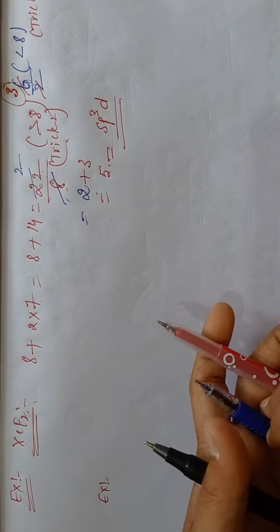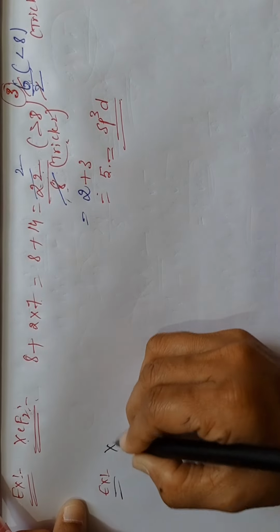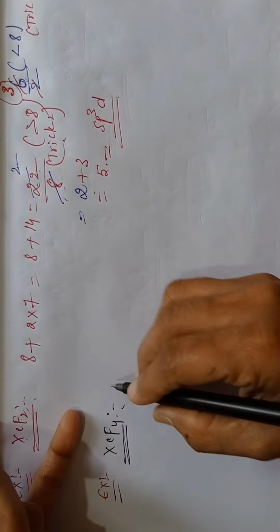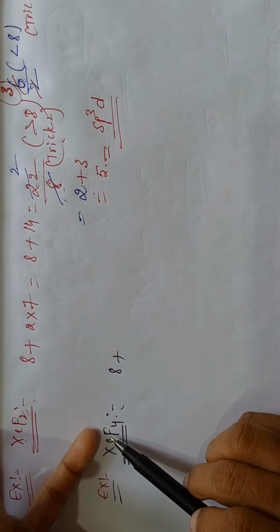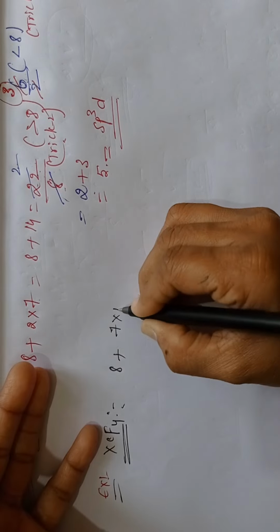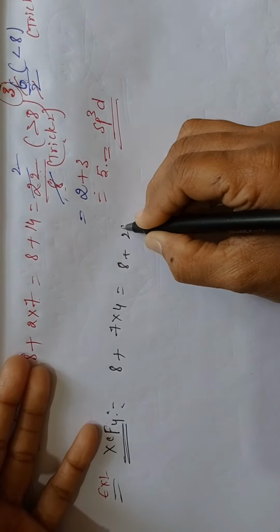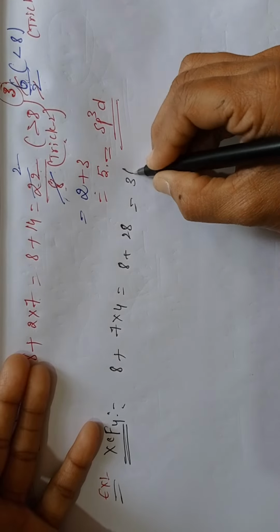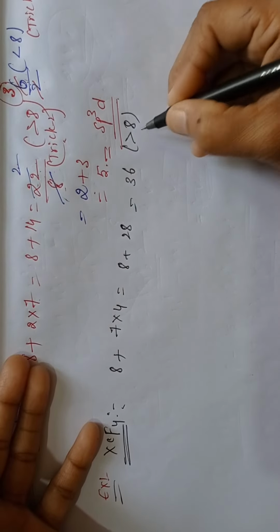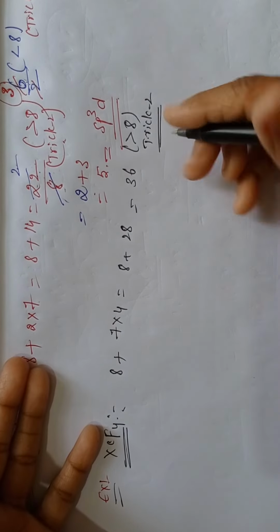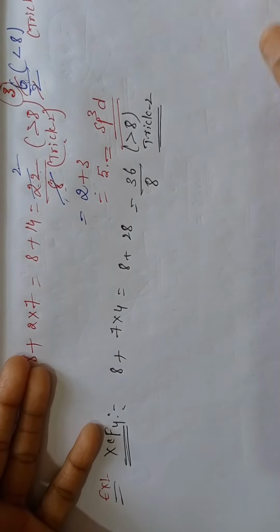Example, XeF4. Xenon, how many valence electrons? 8. Fluorine has 7 valence electrons. 7 4s are how much, students? 7 into 4, 7 4s are 28. 8 plus 28, students? 36. It is greater than 8. So that's why this is trick number 2. Greater than 8 means we should divide with 8.